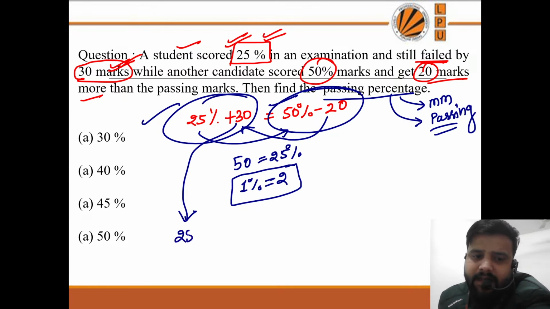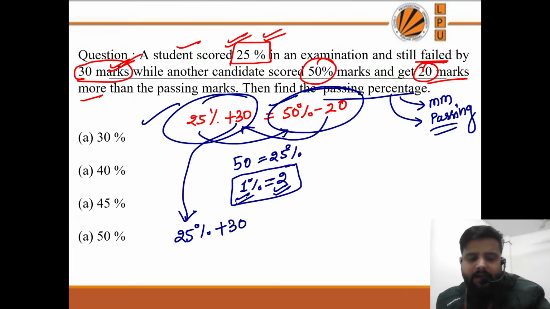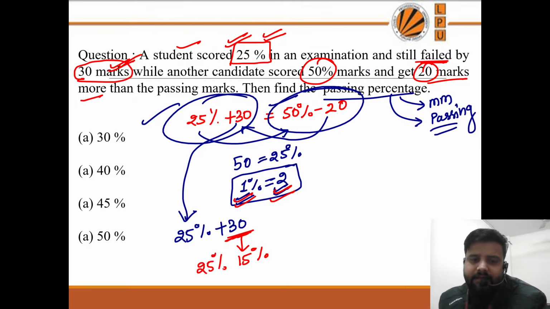Passing marks on the left hand side is 25% plus 30. What we know is that 1% belongs to 2 marks. 1%, read it carefully, huh? 1% belongs to 2 marks. So these 30 marks will belong to how much percentage? These 30 marks will belong to 15%. So 25% plus 15% will finally give you 40%. This is the passing mark.